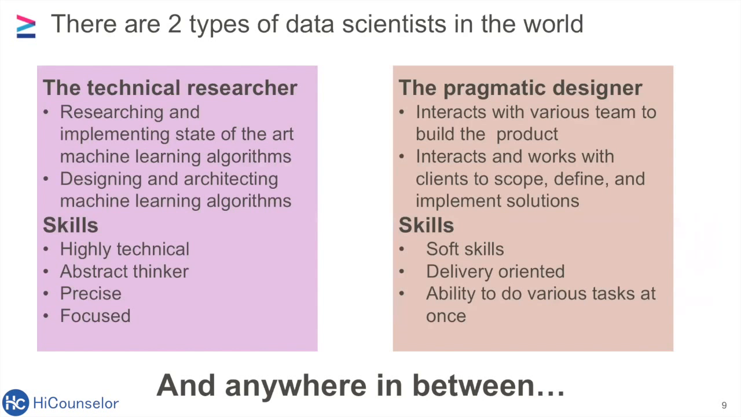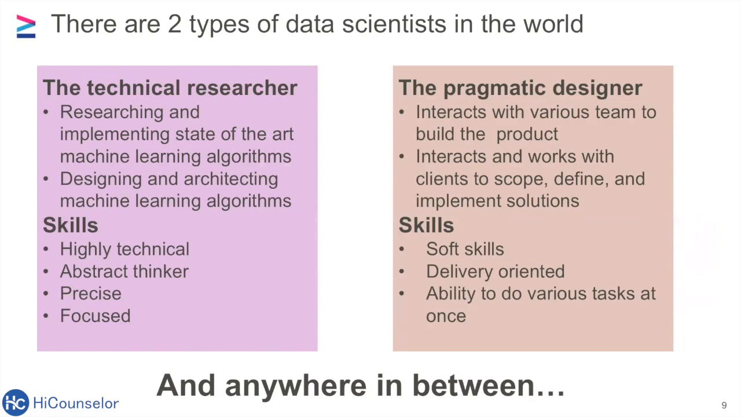That's sufficient. And if you're a person who's pragmatic and diligent in the way of doing things, that's one way of describing a data scientist: a pragmatic designer who has soft skills, is delivery oriented, and has the ability to do various tasks at once. This is a lot like a product manager as well, but with more technical aspects of product management.